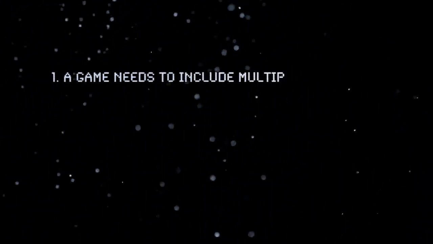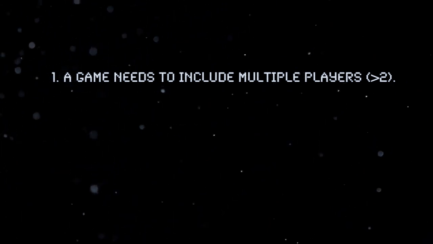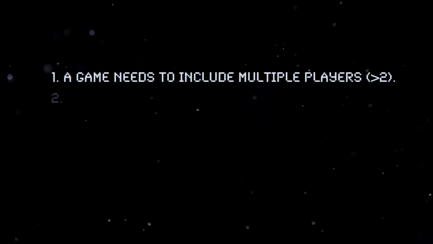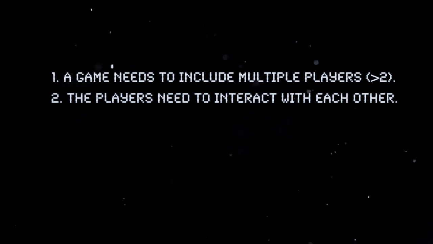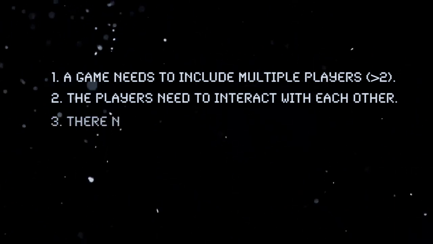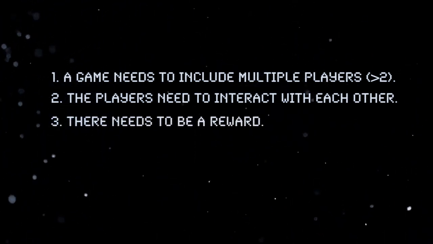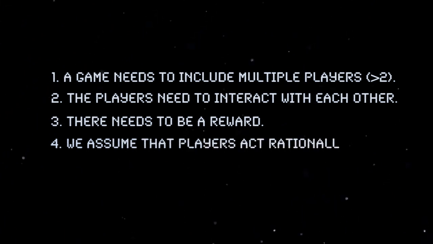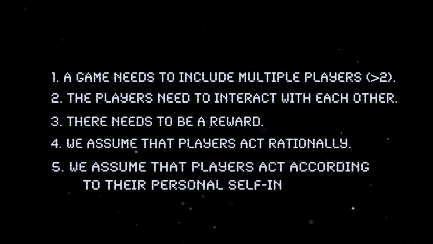Number 1. A game needs to include multiple players. Number 2. The players need to interact with each other. Number 3. There needs to be a reward. Number 4. We assume that players act rationally. Number 5. We assume that players act according to their personal self-interest.